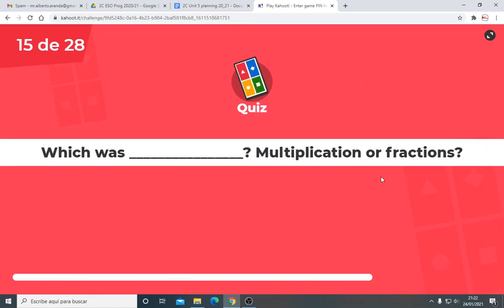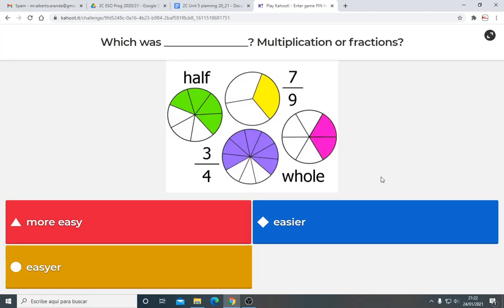Which was, we are comparing which was more easier. So C ends in Y, it becomes easier, okay, and the Y turns into an I.